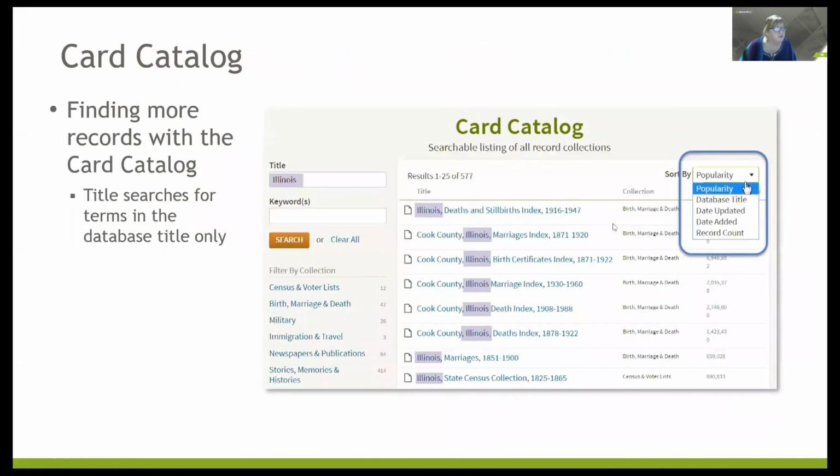So let's talk a little bit about finding records, and let's talk about using the card catalog first. One thing to know about the card catalog is if you're doing a title search, it's going to search for terms in the database title only. You can see I searched for Illinois, and every single one of these databases that comes up when I do that search has Illinois in the title.